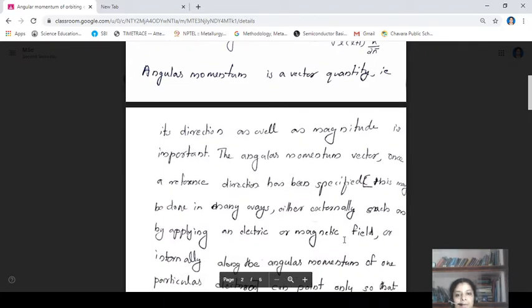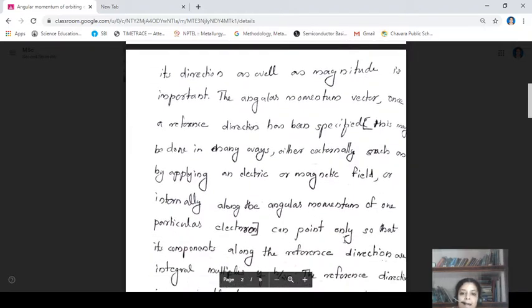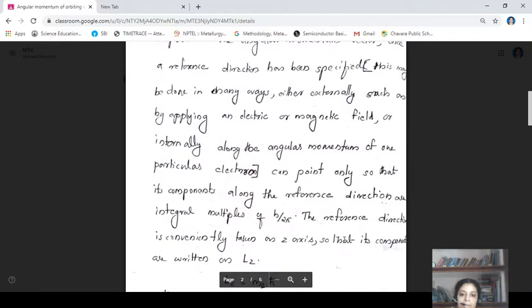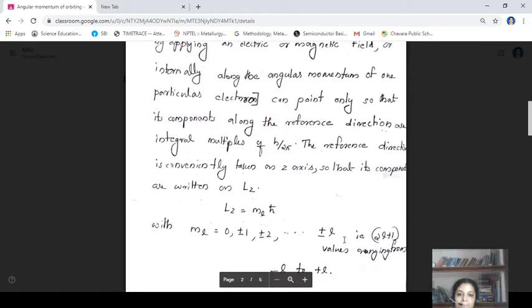Usually we measure the angular momentum in a particular direction, and this reference direction can be set in many ways, either externally, such as by applying an electric field or magnetic field, or internally along the angular momentum of one particular electron. It can point only so that its components along the reference direction are integral multiples of h by 2 pi. Usually the reference direction is taken as the z axis, so that its component is Lz = ml h cross.